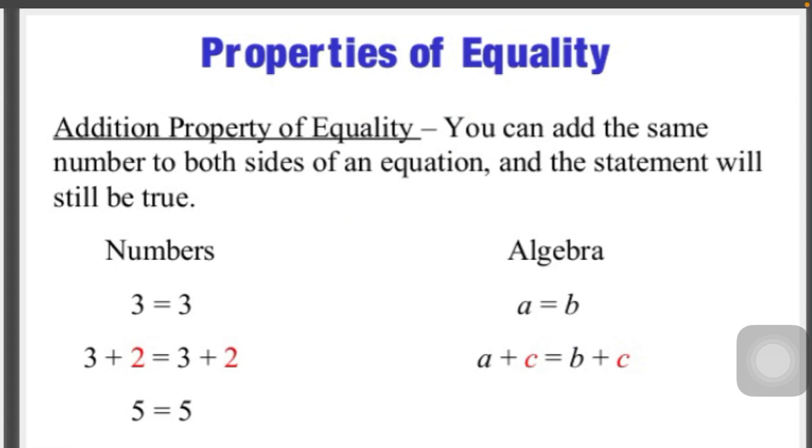So it is written here that you can add the same number to both sides of the equation and the statement will still be true. So if you want your statement to still be true or equal, you must add or subtract the same things on both sides, and the same holds for algebra, as you can see.